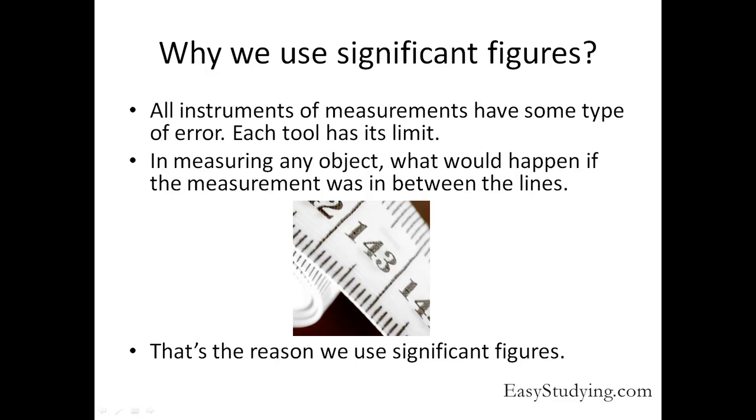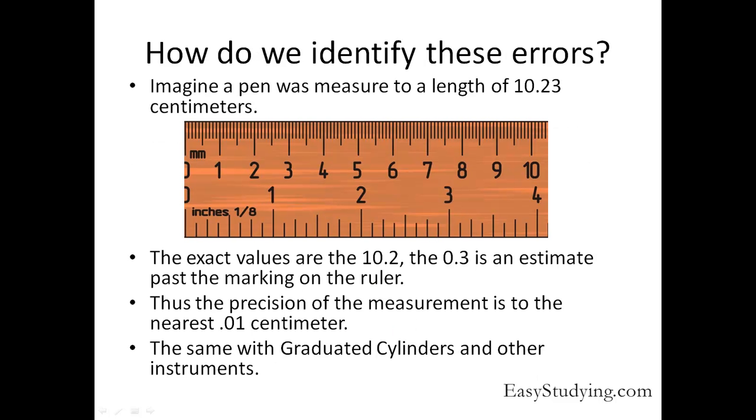So that is the reason why we use significant figures, to show how much of an error we have within our measurements that we take in chemistry. So how do we view these errors? Think about a pen that's about 10.23 centimeters. So a 10.23 measurement would be somewhere around there.